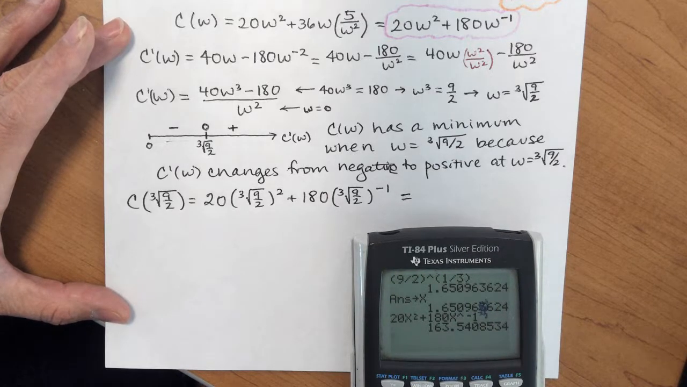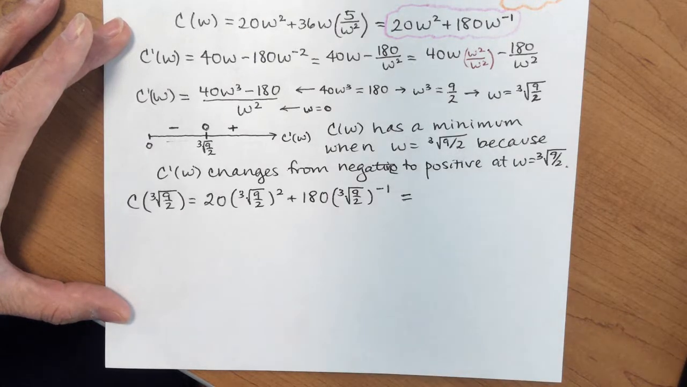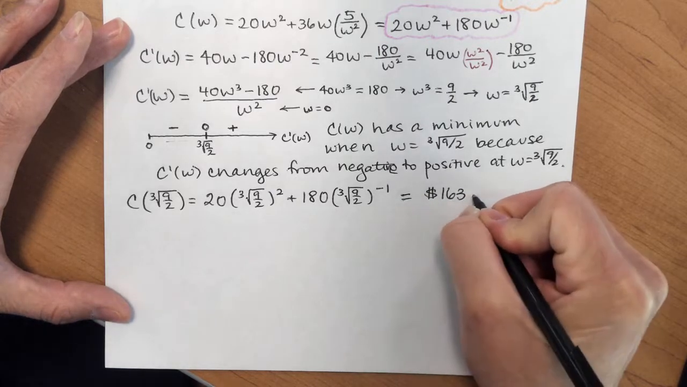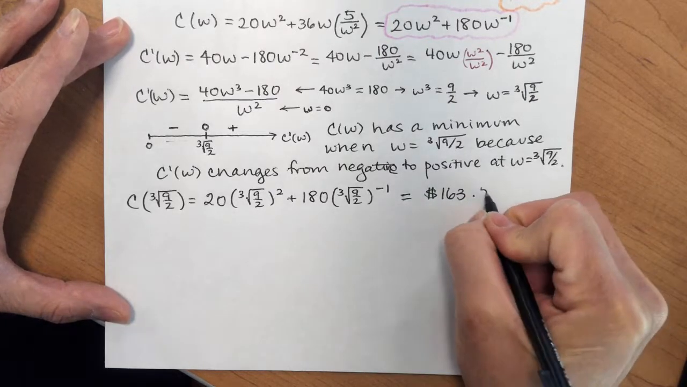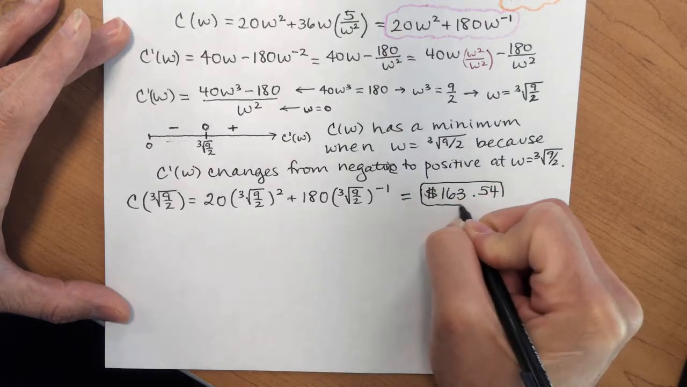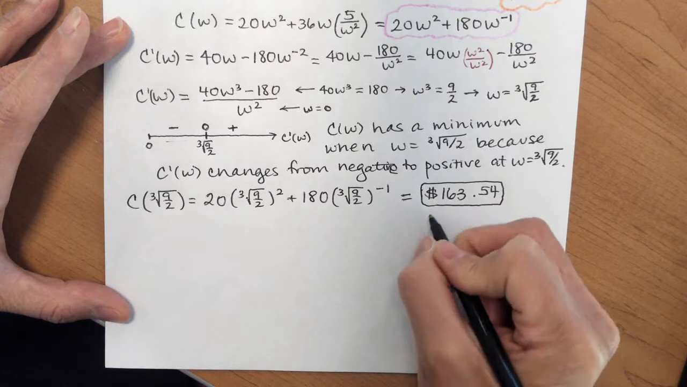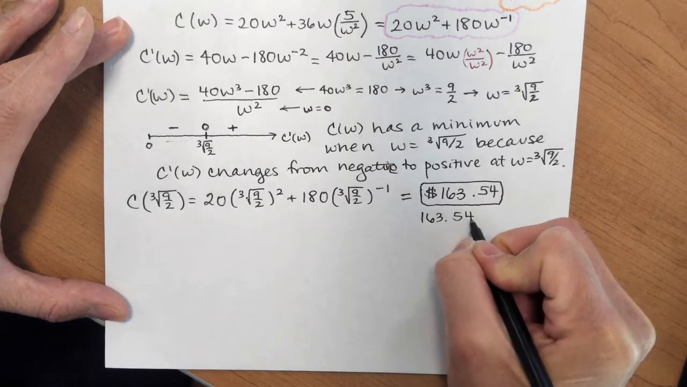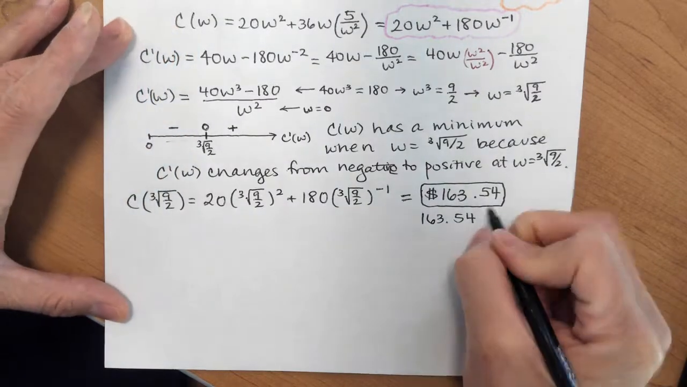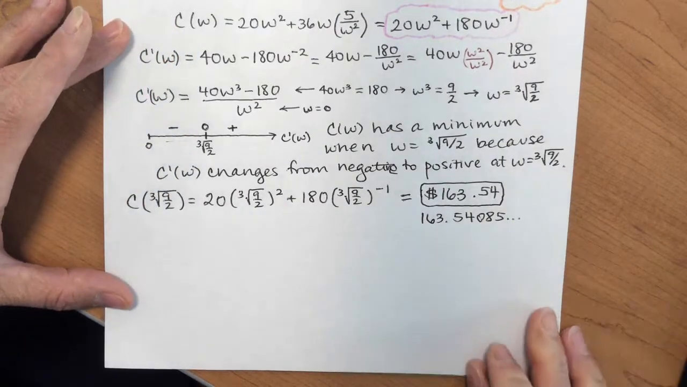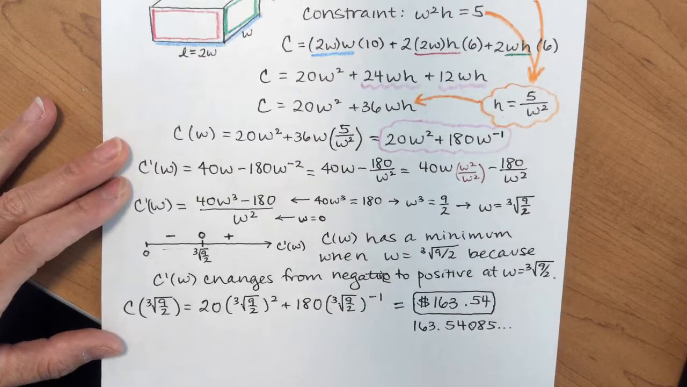So my answer is $163.54. This came from 163.54085 and so on. But since we're talking about money, we round to dollars and cents.